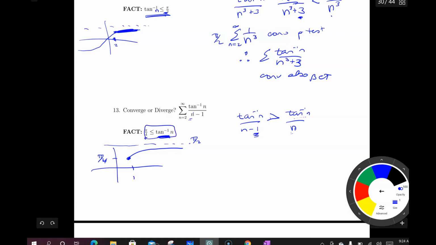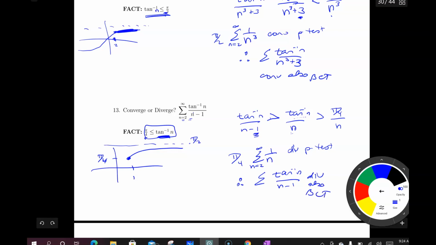That's where this comes in. So this is bigger than pi over 4. So now I have pi over 4 times 1 over n, going from 2 to infinity. And again, it's just to keep the denominator defined. Then this diverges by p-test. So therefore, since it's the smaller, the larger must diverge also by basic comparison test.